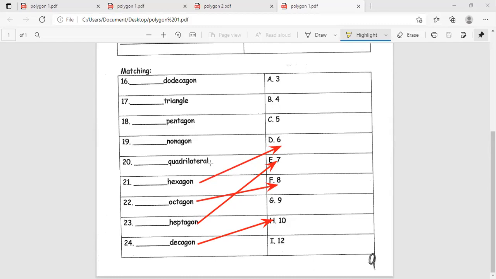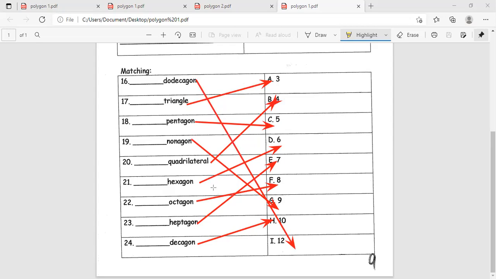Quadrilateral, 4. Nonagon, 9. Pentagon, 5. Triangle, 3. Decagon, sorry, 10 sides.